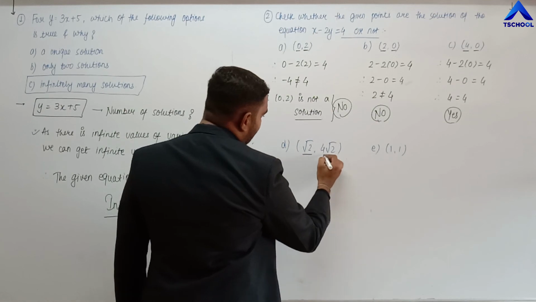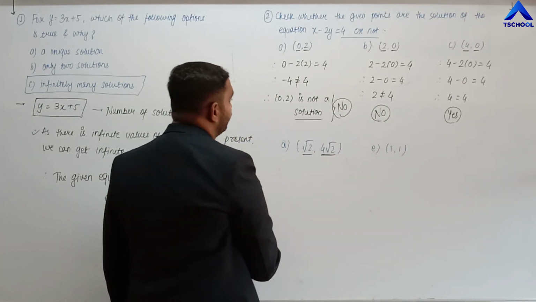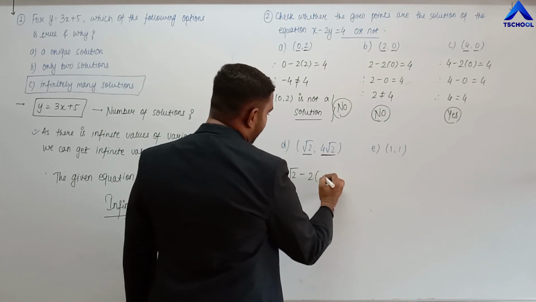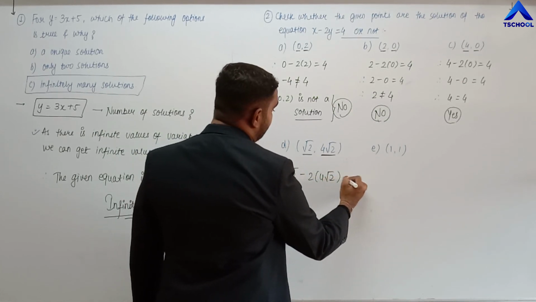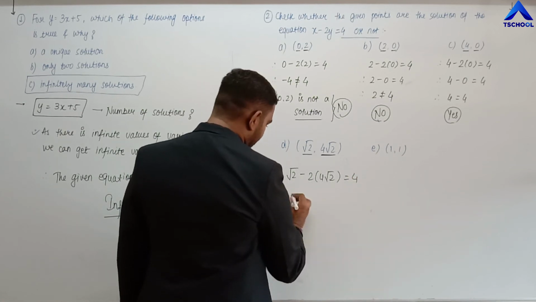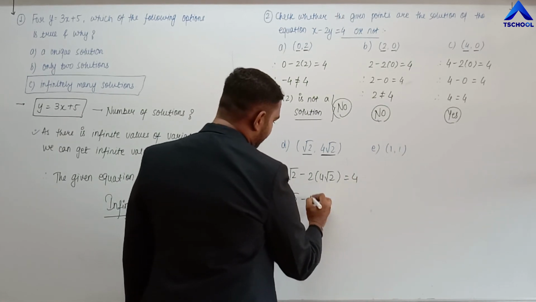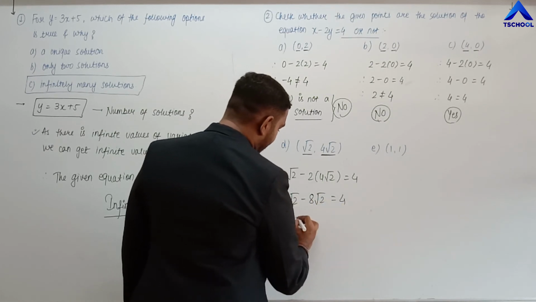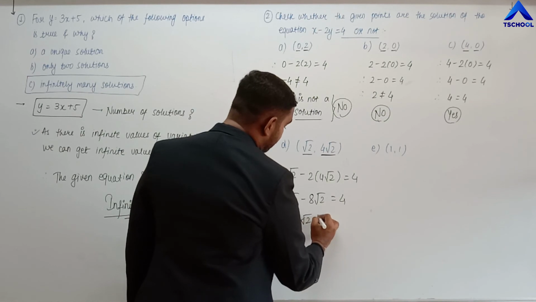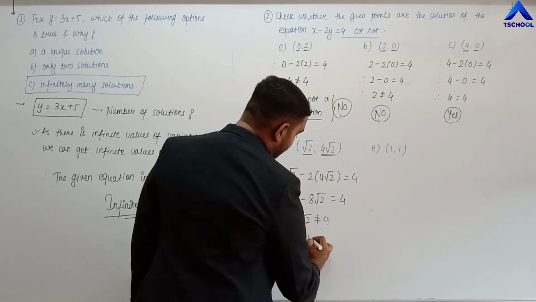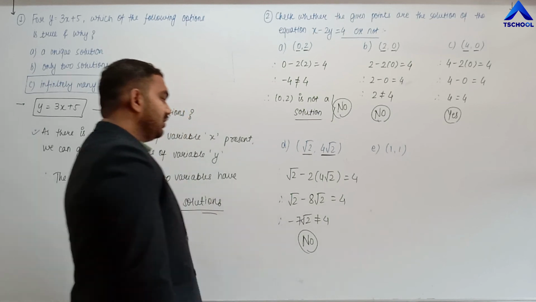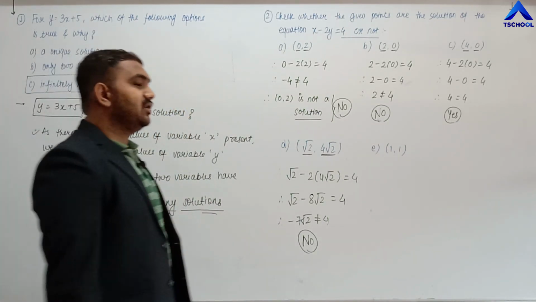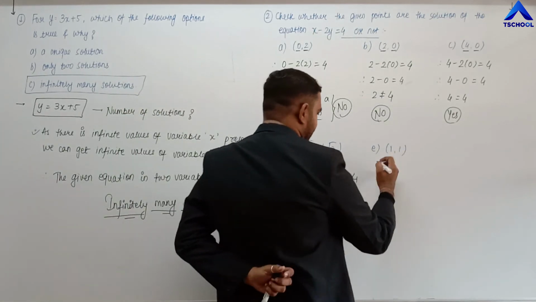Therefore x equals to root 2 and y is equal to 4 root 2. Root 2 minus 2 into 4 root 2 is equal to 4. That is root 2 minus 4 into 2 is 8. Root 2 is equal to 4. That is minus 7 root 2 is not equal to 4. And hence the answer is no. (Root 2, 4 root 2) is not a solution of the given equation.